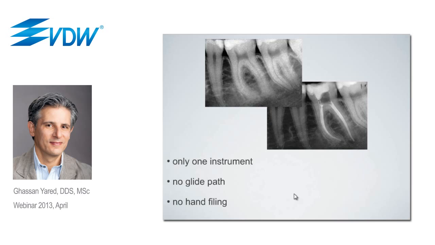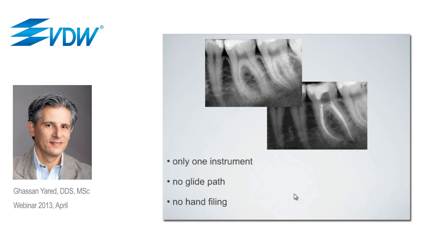Now, as I said earlier, the straight line axis here is not done, and you can tell from how conservative the canal preparation is in the coronal third. The straight line axis is not done with ultrasonics or Gates-Glidden drills or any other instruments. It's only done as needed with a brushing motion with the Reciproc instrument.